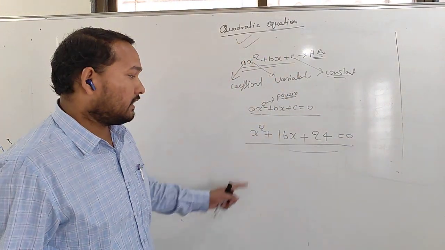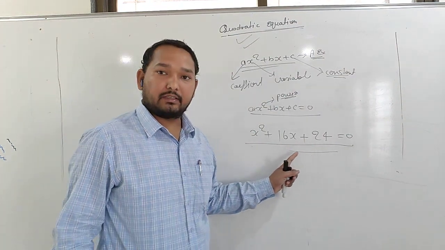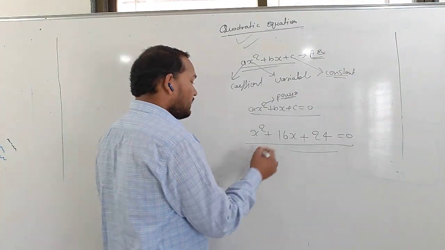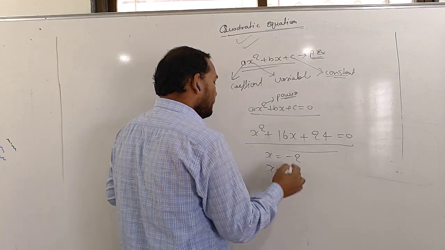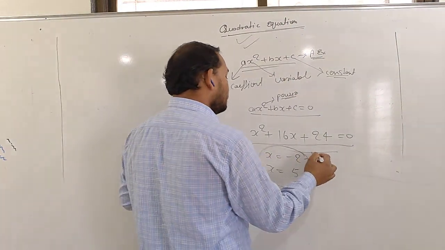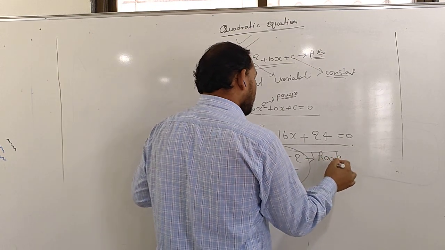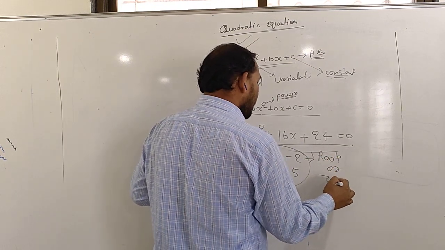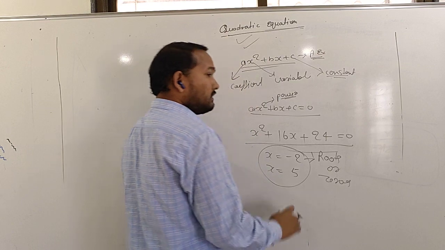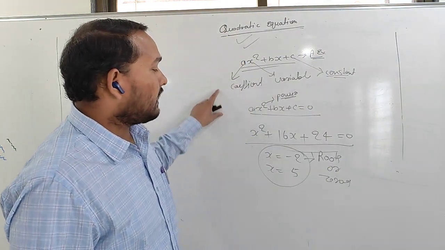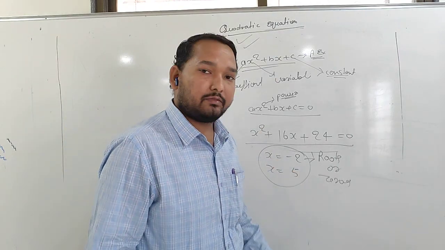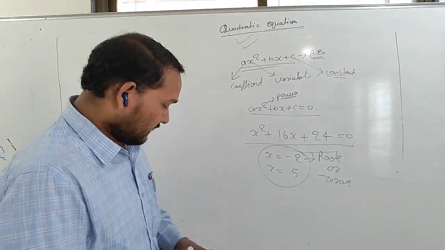And we find some values of x, something like x equal to minus 2, x equal to 5. These are called the roots, or zeros. These are called the roots or zeros. And we have many methods for finding any zeros, roots, and values like that.